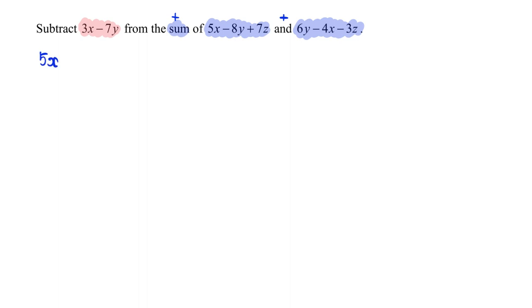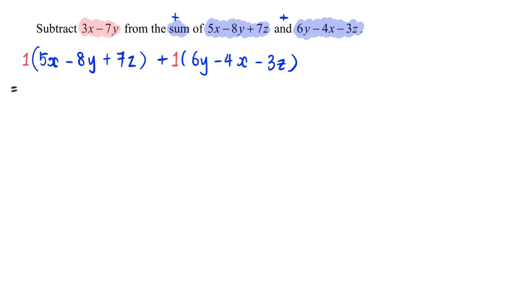5x minus 8y plus 7z. This is one group, I'm going to add 6y minus 4x minus 3z. And do take note, this is one group of 5x minus 8y plus 7z. This is also one group of 6y minus 4x minus 3z. So I'm going to start by expanding the bracket.